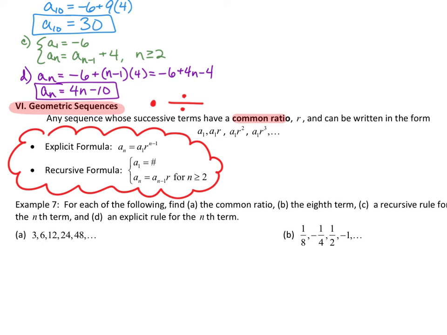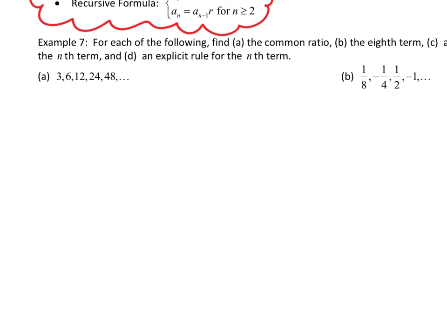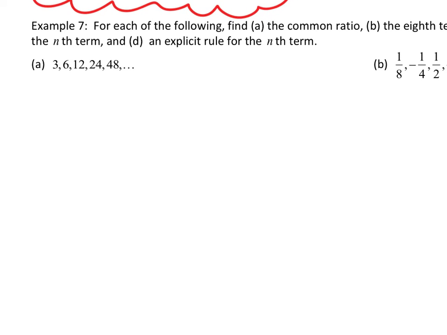Geometric sequences, the explicit formula for any number in the sequence is taking the first term and multiplying it by the common ratio raised to the n minus 1 power. The recursive formula, again, starts with the first term, but then any term after that is just the previous term, literally just times the common ratio for any n greater than or equal to 2. So we're going to do the same thing that we did in example 6 with example 7. We're going to find the common ratio, this time the 8th term in the sequence, a recursive rule, and an explicit rule.